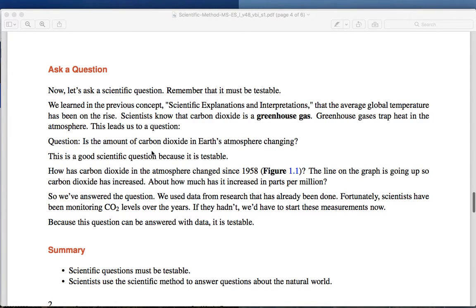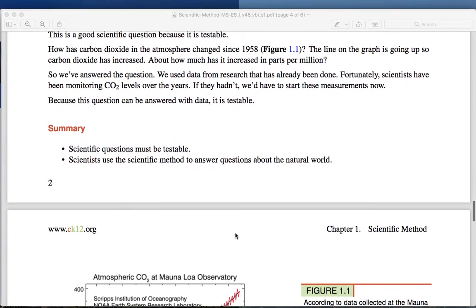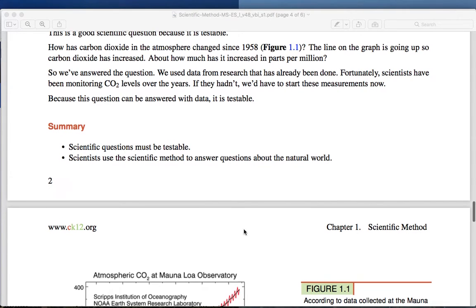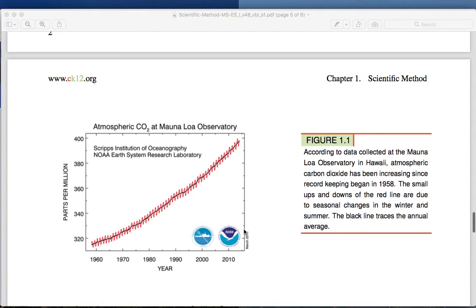Is the amount of carbon dioxide in Earth's atmosphere changing? This is a good scientific question because it is testable. How has carbon dioxide in the atmosphere changed since 1958? See figure 1.1.